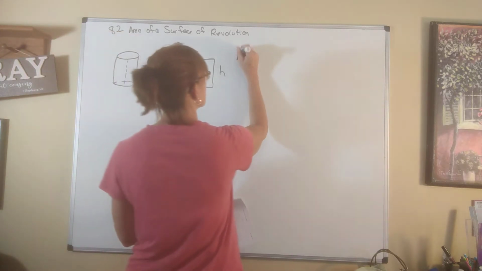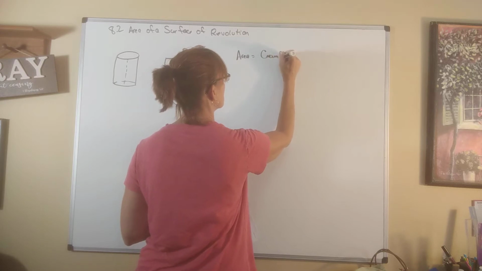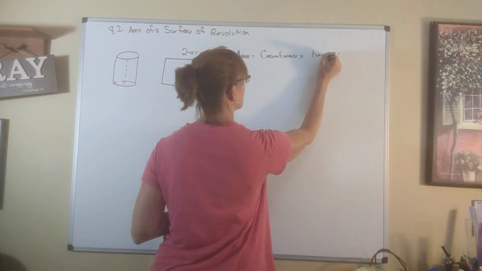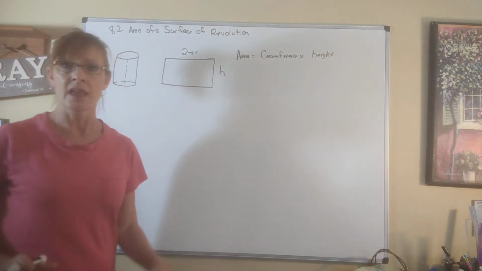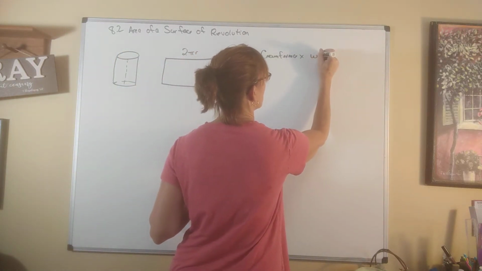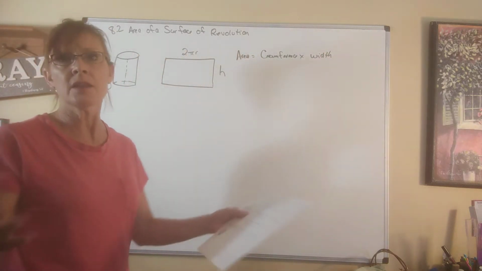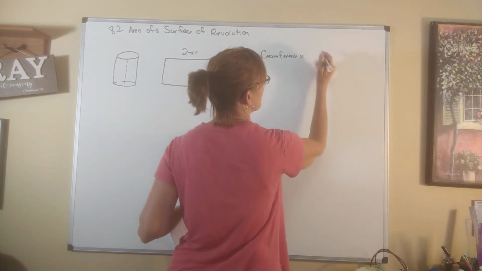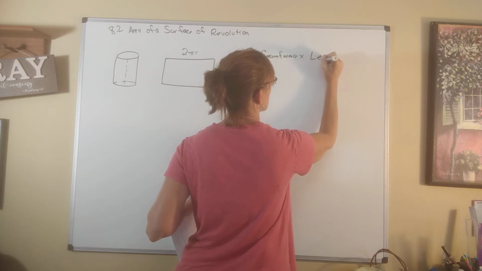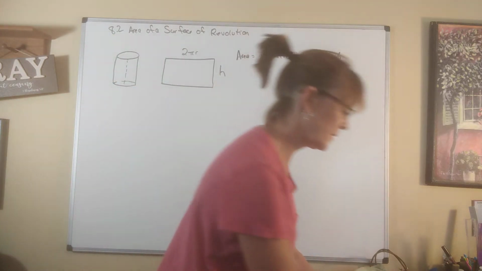To calculate the area in general, area is basically circumference times height, if we consider it like a can. Or we could call that circumference times width, or circumference times length. We could call it any one of those things. It's just a one-dimensional length, so I'll just call it length.